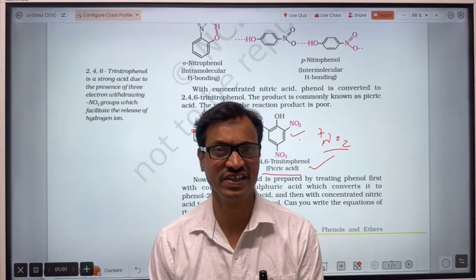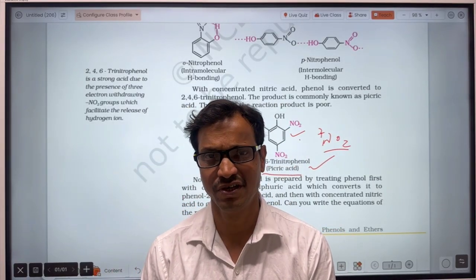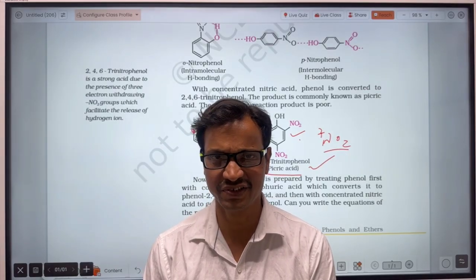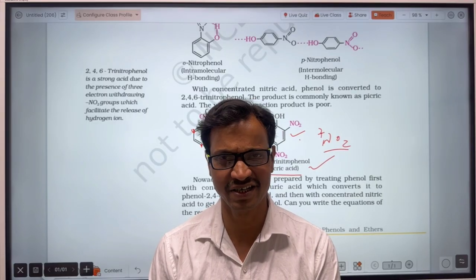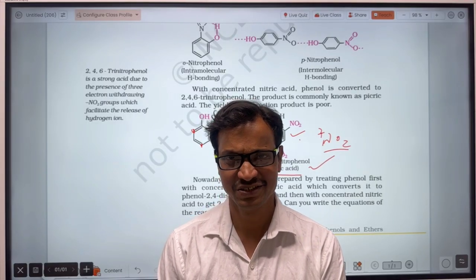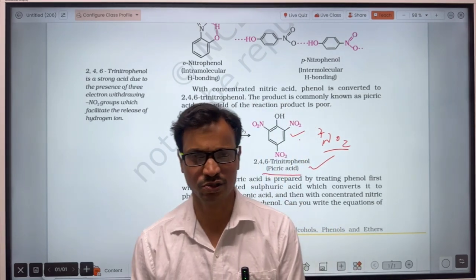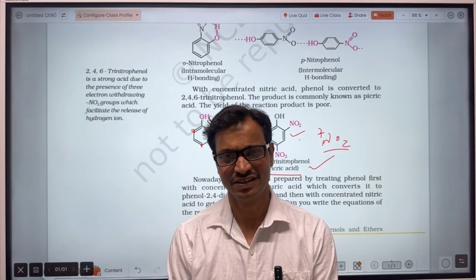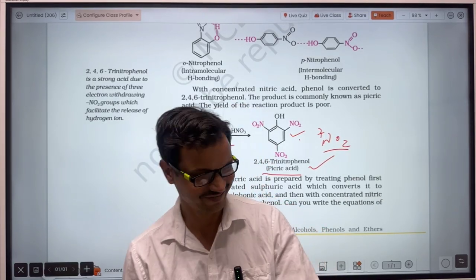While when phenol reacts with dilute HNO3, there will be formation of a mixture of ortho-nitrophenol and para-nitrophenol. This mixture could be separated through fractional distillation, as ortho-nitrophenol possesses a lower boiling point and para-nitrophenol possesses a high boiling point.